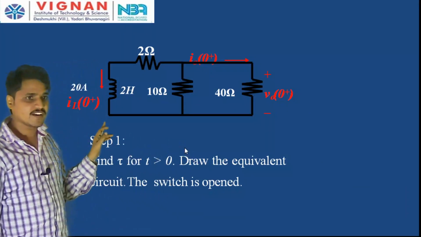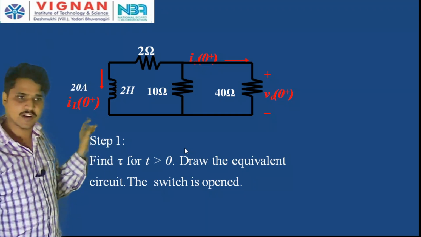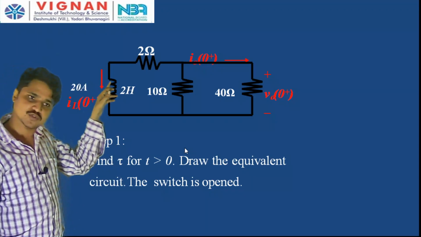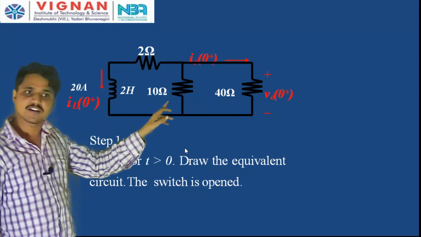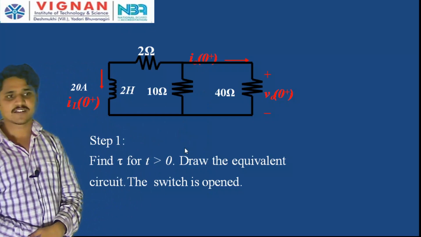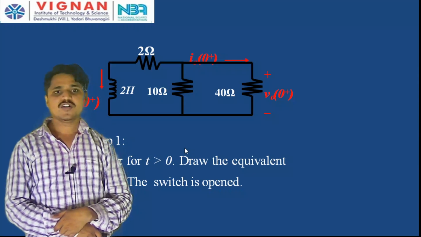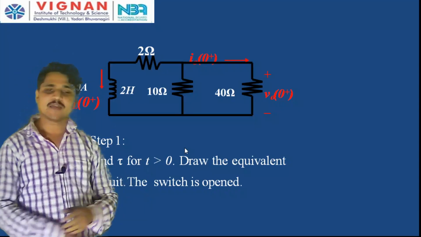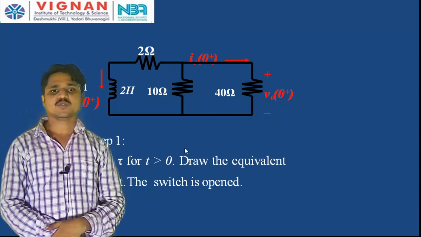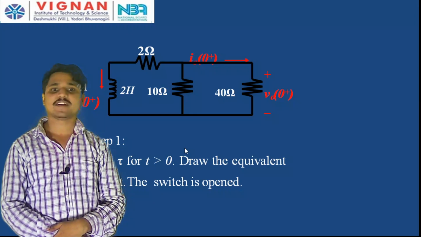In the remaining circuit, there is a 2 henry inductor, a 2 ohm resistor, a 10 ohm resistor and then a 40 ohm resistor. The rest of the circuit is disconnected because the switch is open. Now, how do we find the time constant from this? What is tau for an RL circuit? Tau is equal to L by R, where R is the equivalent resistance, R T.